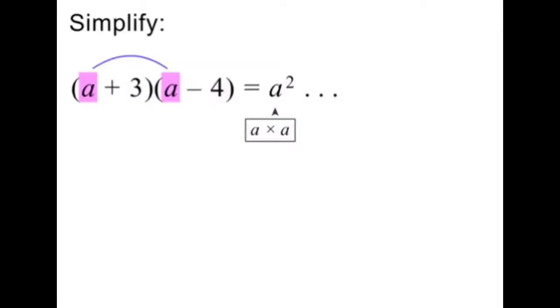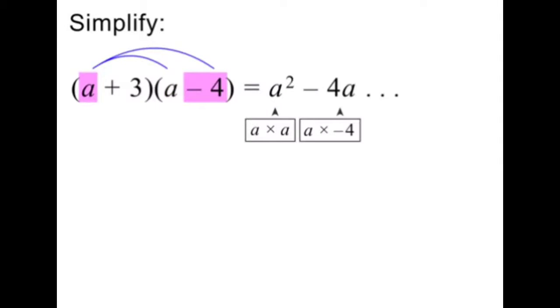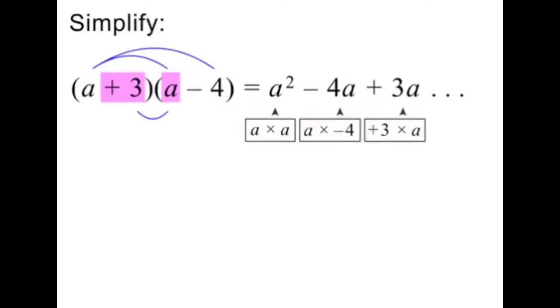We begin with the first terms. A times a equals a squared. Then the outer terms, a times minus 4 equals minus 4a. Then the inner terms, plus 3 times a equals plus 3a. Then the last terms, plus 3 times minus 4 equals minus 12.